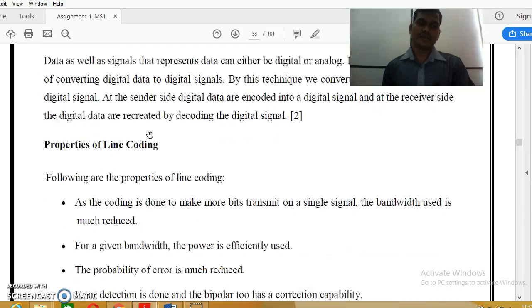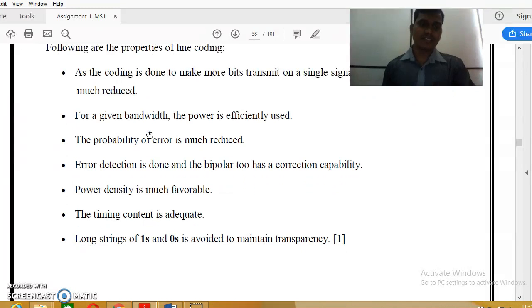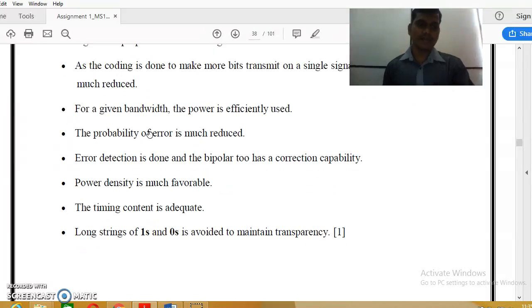decoding the digital signal. Properties of line coding: as the coding is done to make more bits transmit on a single signal, the bandwidth used is much reduced. For a given bandwidth, the power is efficiently used. The probability of error is much reduced. Error detection is done, and bipolar has a correction capability. Power density is much favorable. The timing content is adequate.